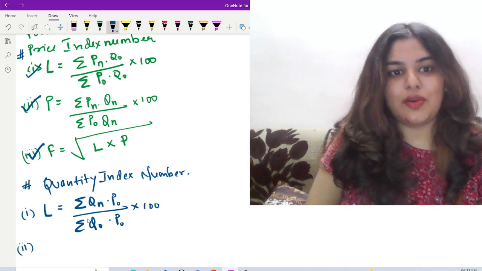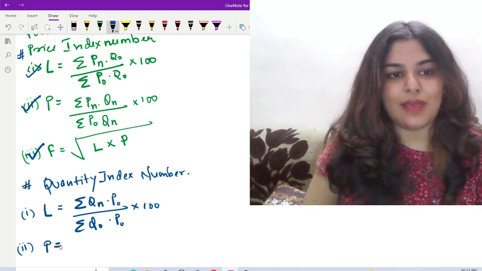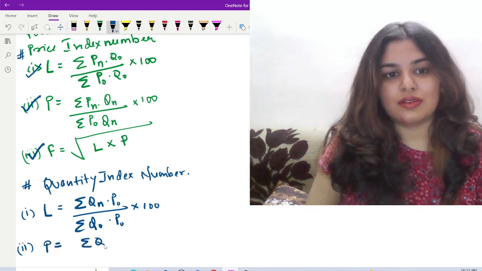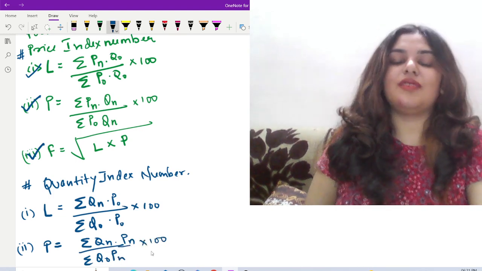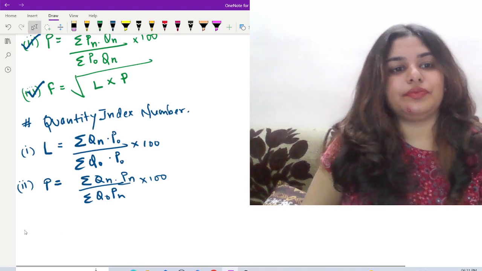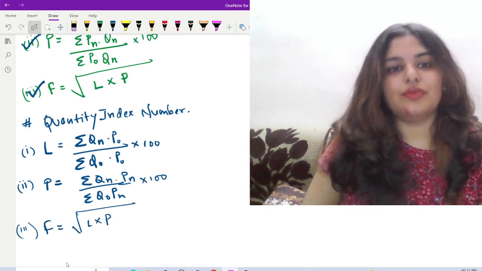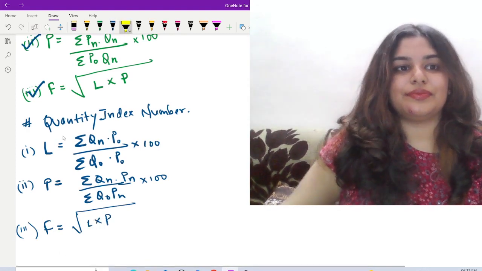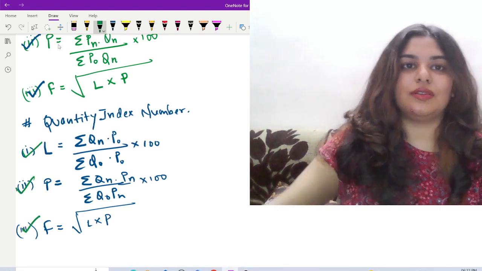Again, we will replace the base price with the current price as weights, and we derive our Paasche's formula, that is summation Qn into Pn by summation Q0 into Pn, into 100. So this is our Paasche's. And finally, Fisher's ideal index number is the square root of Laspeyres into Paasche's. That's all.